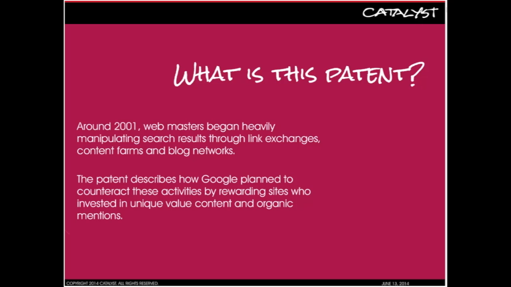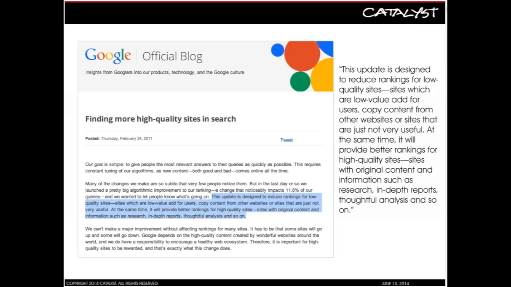So Google had sat down, they got their brains together, and they said, how do we counteract these issues? And that was the beginning of what spurred this patent. So in 2011, when Google announced the Panda update, what they explained was that we released the major algorithm update. It was designed, as you can see on the right, to reduce rankings for low-quality websites.